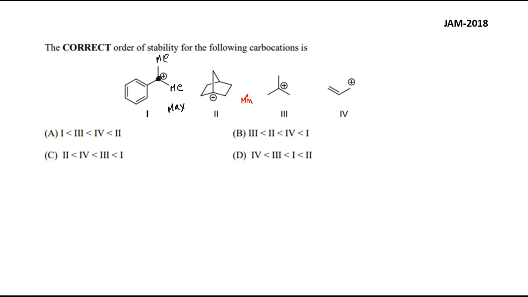So 1 at first, 2 at last, that you can get in option C only. So option C is basically the correct option. But why is 3 coming first with respect to 4? Now here we have total 3 methyl groups, so total 9 alpha hydrogens, hyperconjugation possible. Here resonance is possible. Though resonance we give more priority, still as there are total 9 hyperconjugable hydrogens, it will be showing more stability. Okay, so option C is the correct option.